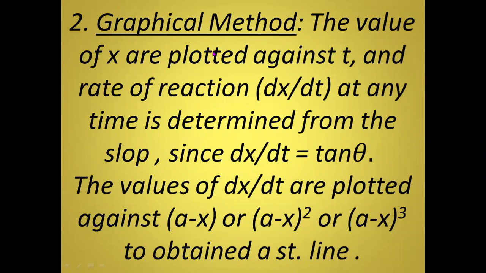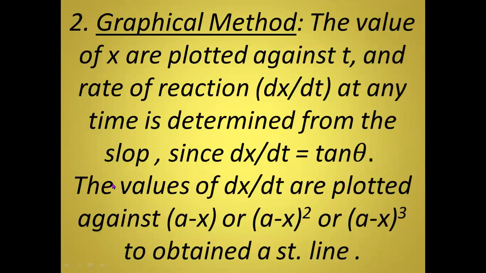The second method is the graphical method. Now the values of x are plotted against t. Always when we plot a graph of concentration against time, we should get a straight line. Okay, a straight line. Then only that order of reaction will be confirmed. And the rate can be taken as dx by dt, the change in concentration at any time.